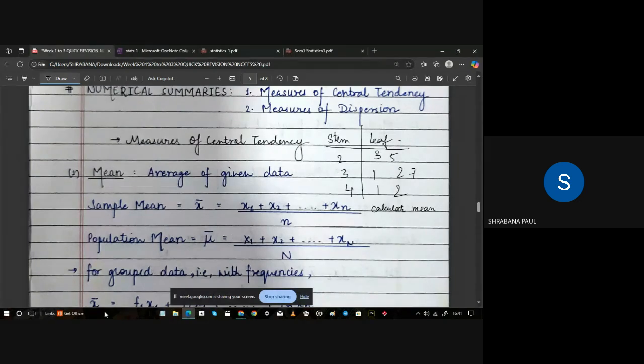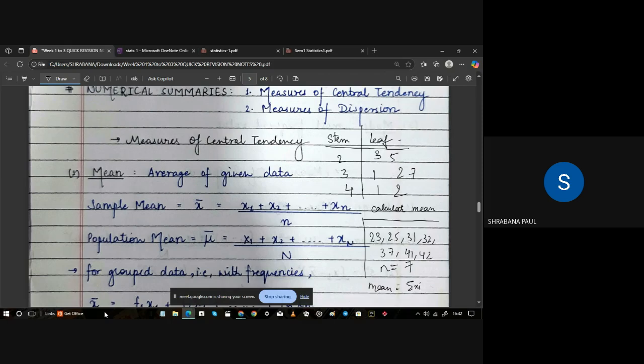Yes. So, whoever has written 33, 33 is the right answer. Let me elaborate. From the stem and leaf, you will write the numbers: 23, 25, 31, 32, 37, 41, 42. How many numbers are there? 1, 2, 3, 4, 5, 6, 7. Total n is 7. How will you find the mean?